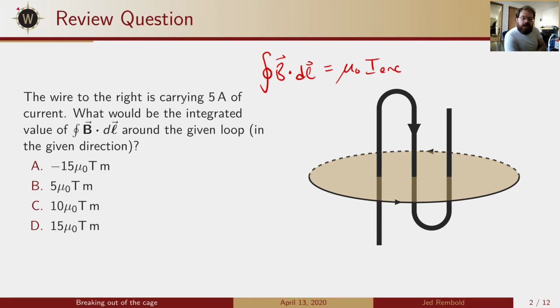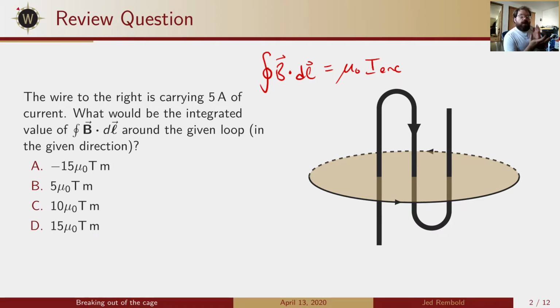So mu naught just being the constant, and the I enclosed being the amount of current that we have enclosed within the loop. And remember that we basically defined enclosed here as, you could imagine it just as being any current that pierces the bubble or the soap film that you would make, stretching it over your loop in question.